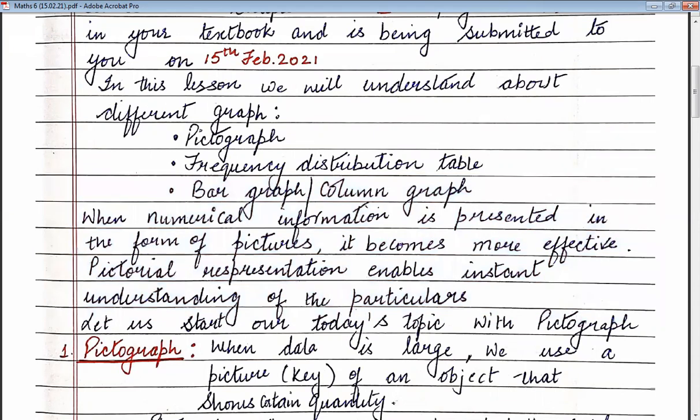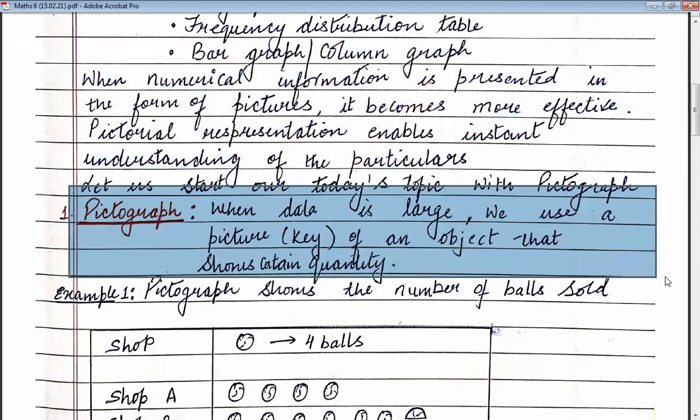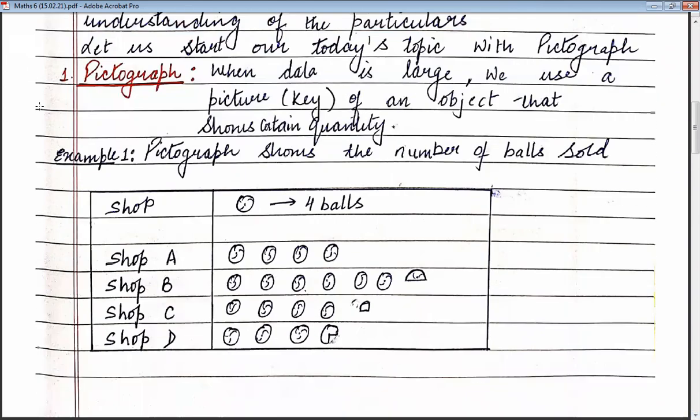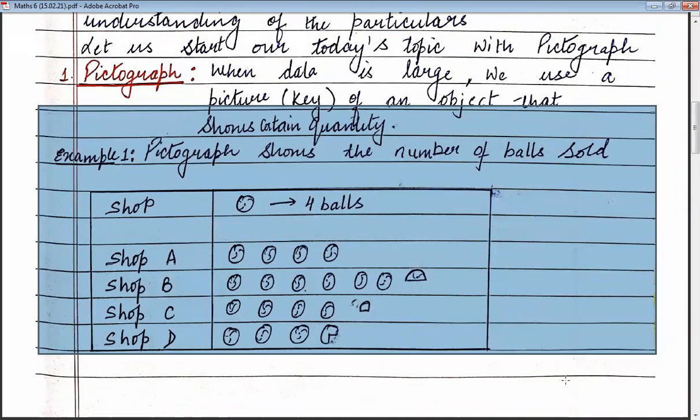Now children, whenever your data is large, you can represent your information with the help of pictures, that is key. So a pictograph helps us to read the information easily. Let us discuss this pictograph by taking an example. In example number 1, the pictograph shows the number of balls sold. Here we have written the shops on one side, and on the other side we have shown the things with the help of pictures. So let's see what is given here.